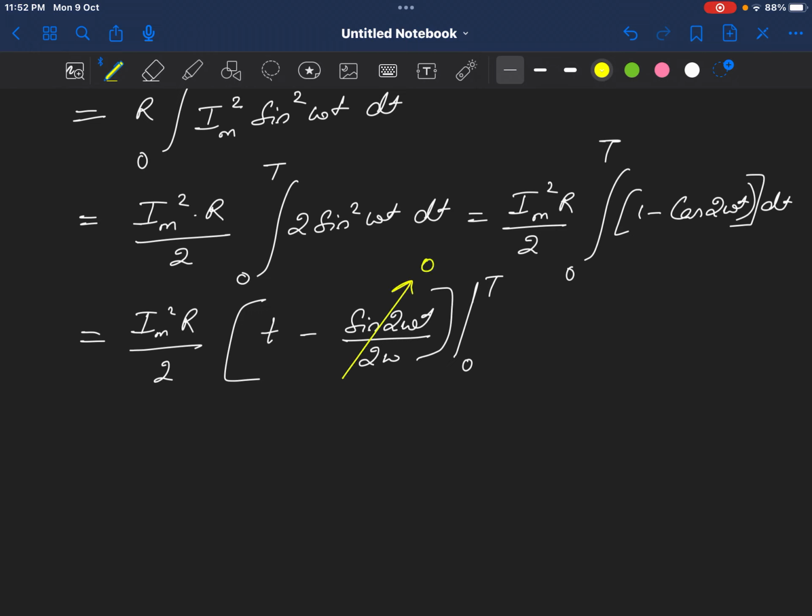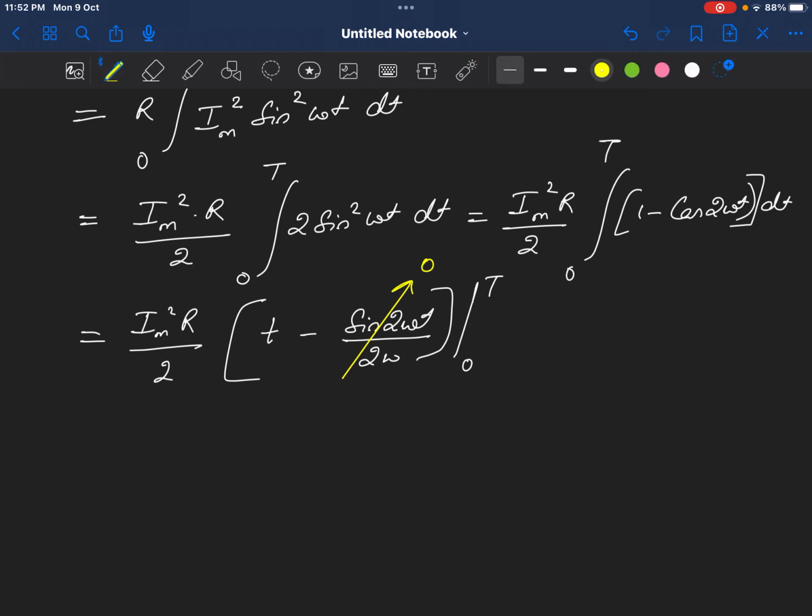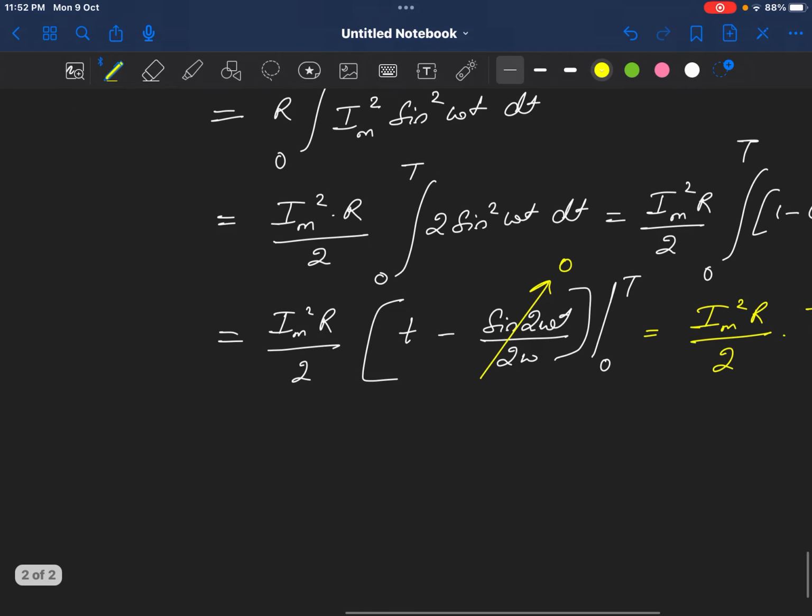Now this term will be equal to 0, since we can write 2 into omega into t, that is nothing but 2 into 2 pi by T into T, capital T, so this T cancels out. This is sine of 4 pi, which is equal to 0. And what we are left with is Im square r by 2, here we write out T.